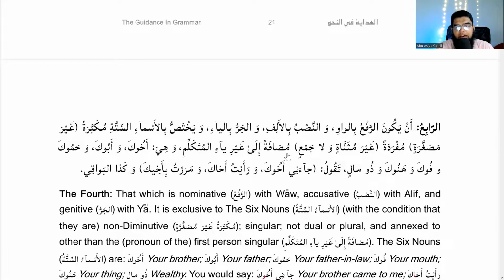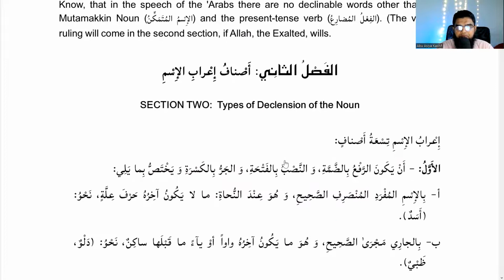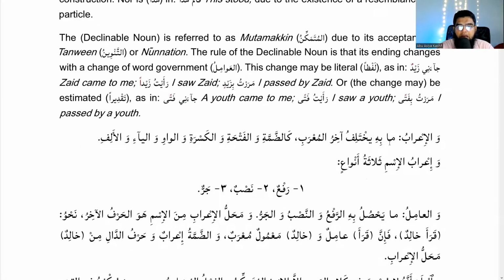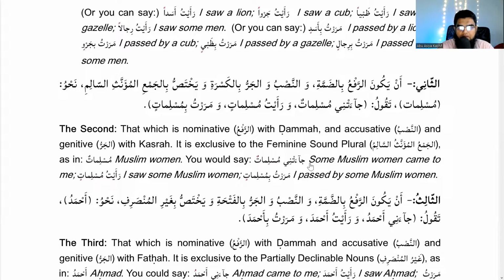إِعْرَاب is the حَرَكَات of آخِر. So he gave the definition of I'rab, no? Al-I'rabu ma bihi yakhtalifu akhiru al-mu'rab. What changes at the end of the mu'rab? Kad-dammati wal-fathati wal-kasrati wal-wawi wal-yai wal-alif. This is called I'rab. That is Zaydun, Zaydan.